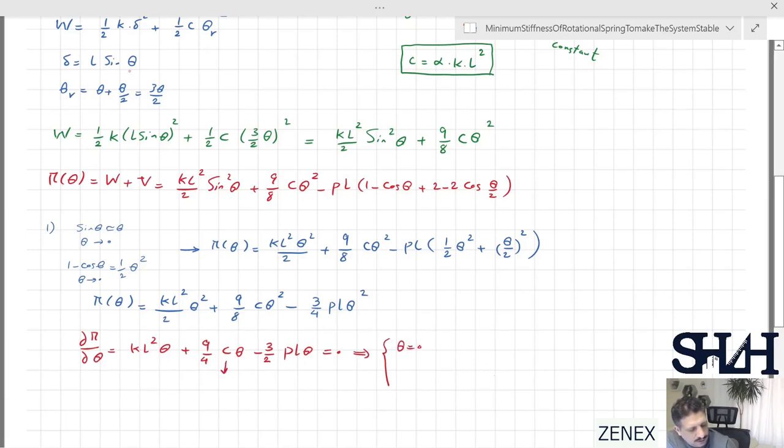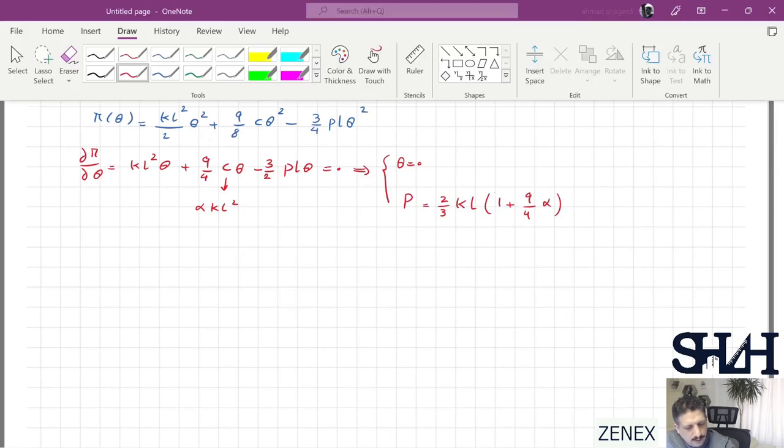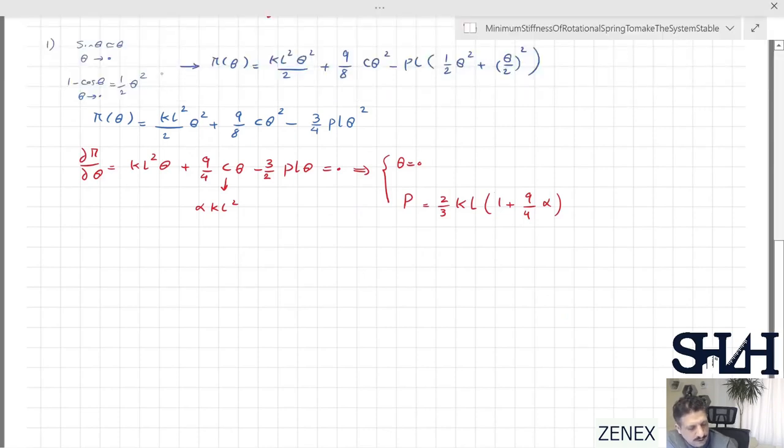Here I can substitute C as alpha KL2, then P will be 2 third KL times 1 plus 9 over 4 alpha. To have a good answer, or to solve it easier, I assume alpha is 0. It means that there is no rotational spring. As a result, P0 will be 2 third of KL. This is the same value that we got in the former examples.